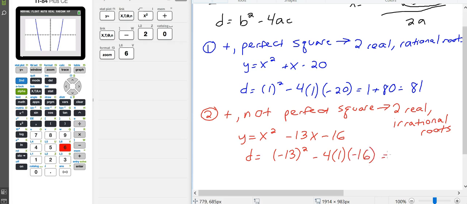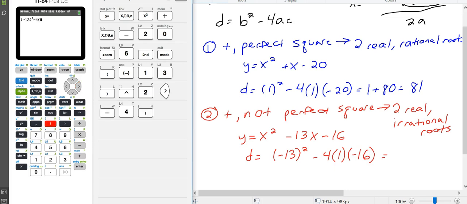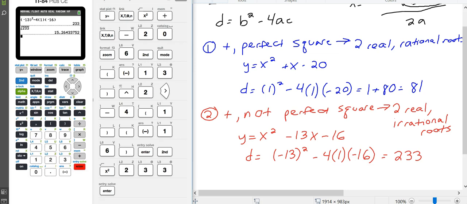Let's just punch the whole thing straight into the calculator. Second quit. So we're going to do negative 13 squared minus 4 times 1 times negative 16, and enter. 233. Now you could try on your calculator to take the square root of 233, and you'll see that it is not a perfect square. So we are going to have two real irrational roots.